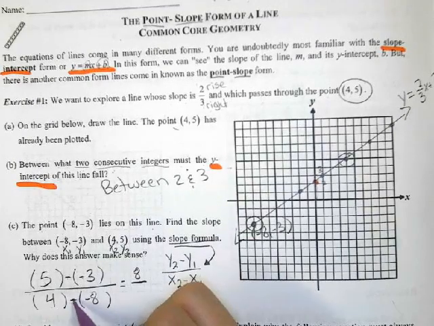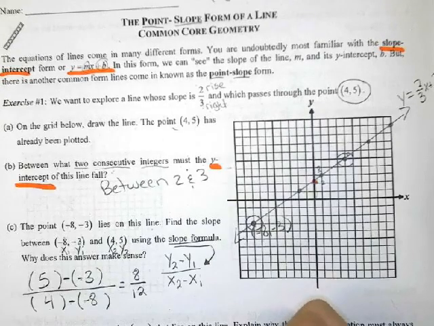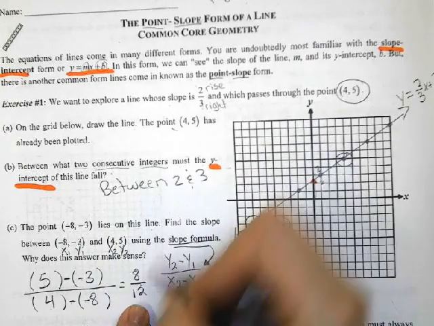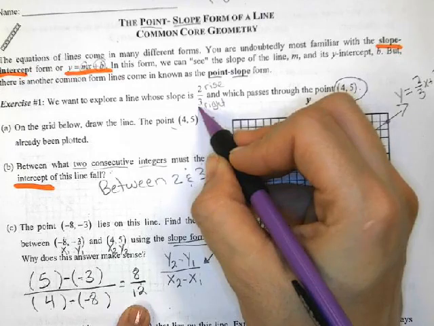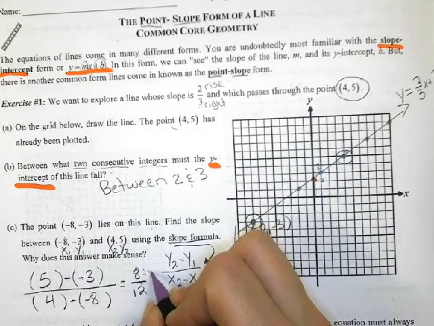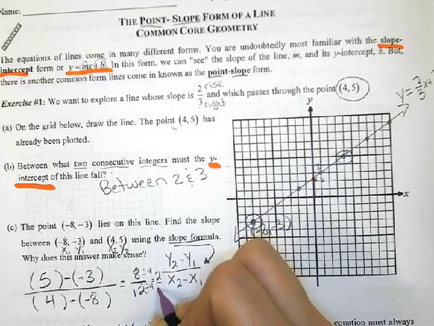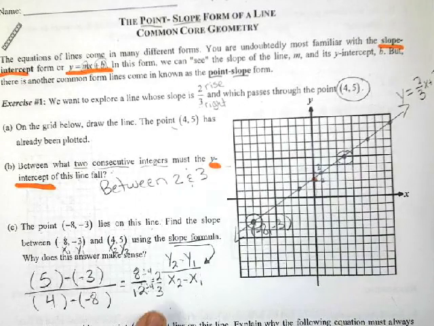And 4 minus a negative 8 is 12. Well, this does not look like the slope that we had way up here. Well, it technically is. If you take both of these numbers and reduce them by dividing by 4, you get that 2 over 3. And that's the slope that matches here.